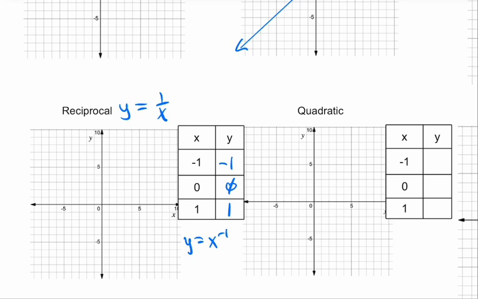So the first thing I want you to do for the reciprocal function is make a dotted line down the x-axis and y-axis, because it's undefined at those places. You're never going to get an answer of 0. You're never going to input 0. Now let's put on the point 1, 1 and the point -1, -1.